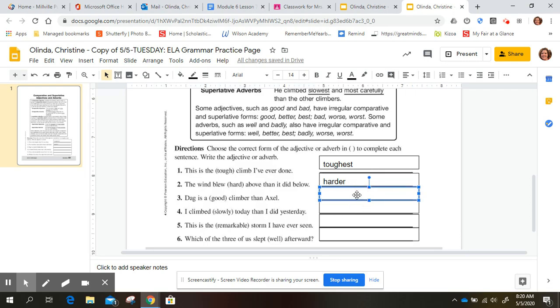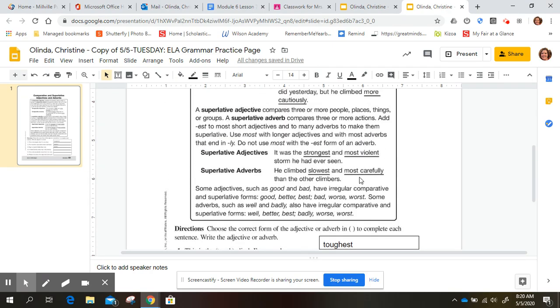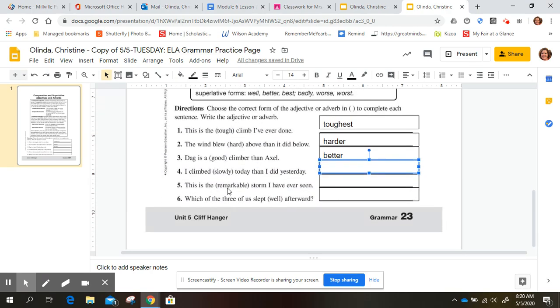Number 3, Dag is a good climber than Axel. So we just say Dag is a better climber than Axel. Number 4, I climbed slowly today than I did yesterday. All right, I climbed more slowly today than I did yesterday. So it'll be more slowly.